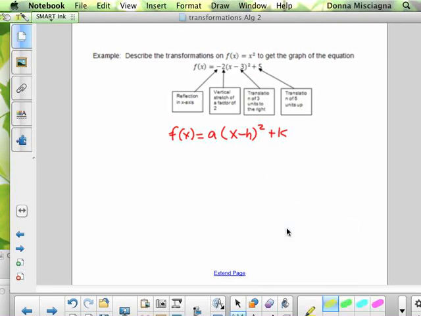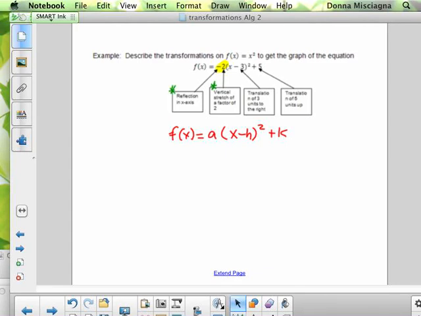So there's A. Notice that A is greater than 1. So that means that we have a vertical stretch by a factor of 2. It's negative, so there's a reflection in the x-axis.